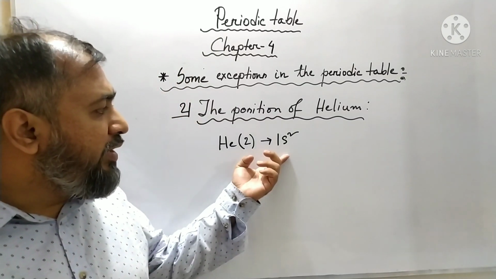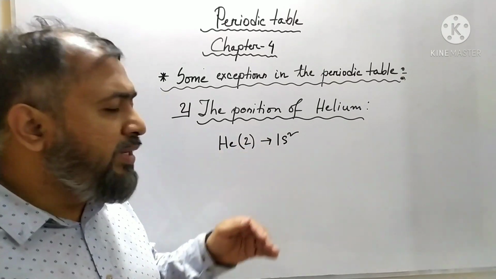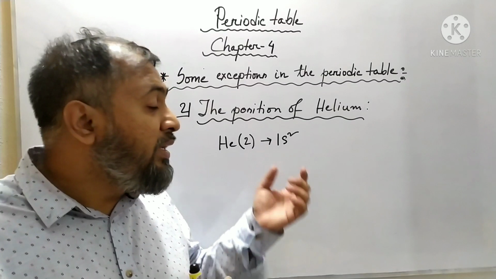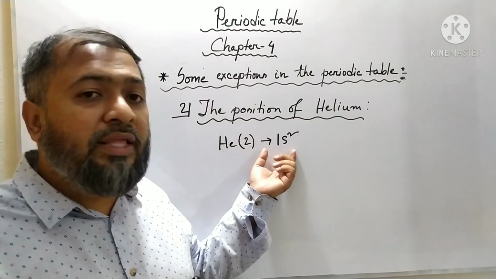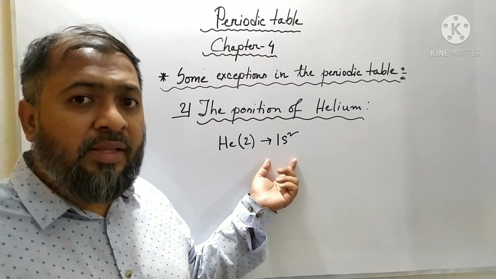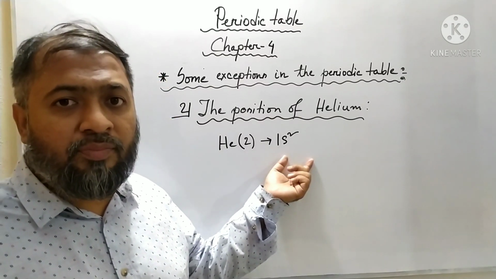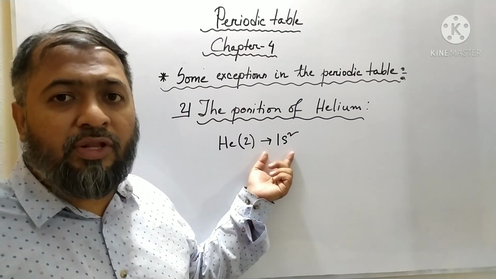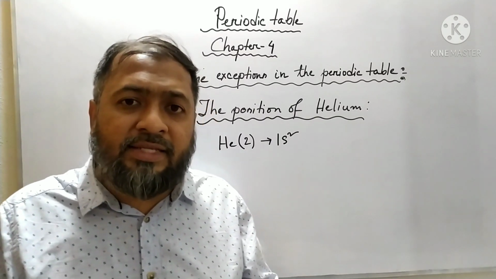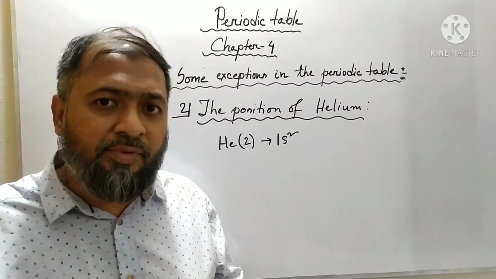It remains inert. But if we try to organize the periodic table according to the electronic configuration, helium is supposed to be positioned in group 2 where all the alkaline earth metals are present. But we cannot position helium in the second group, so this is the exception that does not follow all the rules of the periodic table.